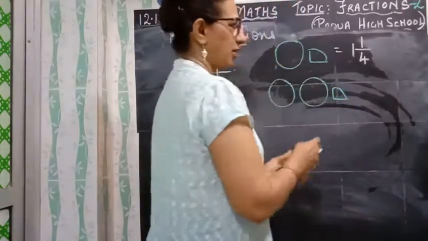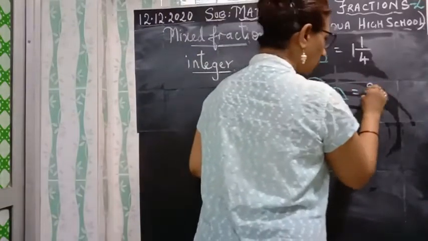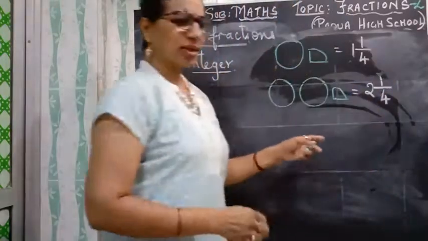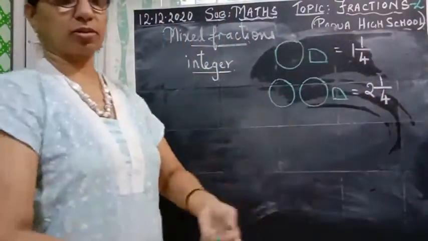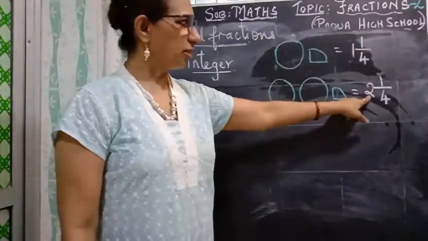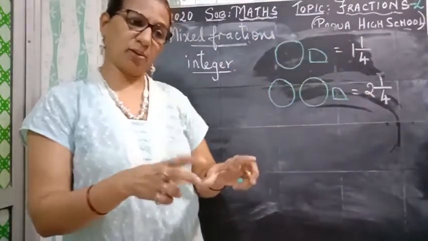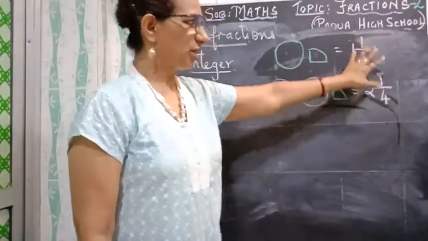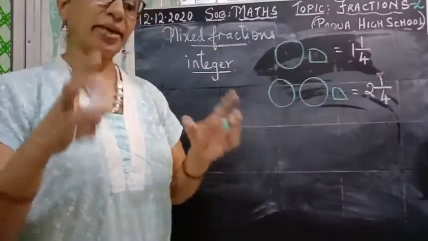So what will I be writing here? 2 and a quarter. Have you followed? Like that you can have 7 and a quarter, 20 and a quarter, anything. But the number in front is the whole number. When you have one whole number and a fraction, it is called a mixed number.